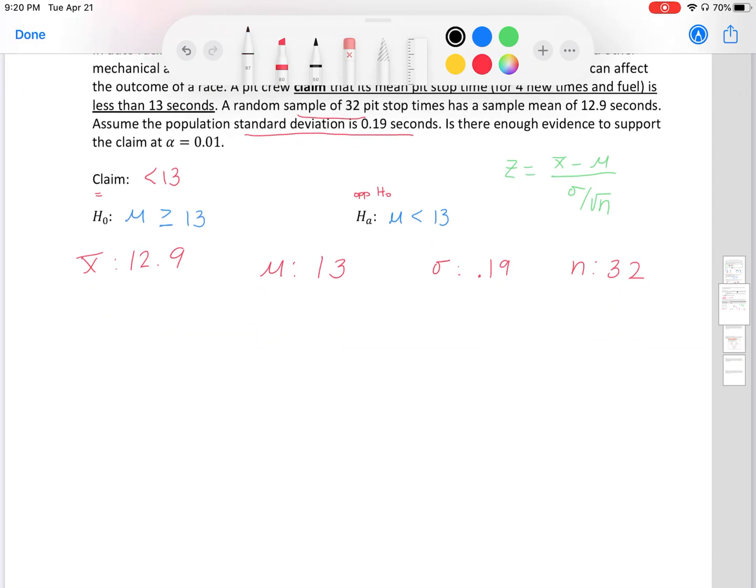Okay, let's go ahead and work with that formula. So we have z equals x bar minus mu over standard deviation divided by square root of n. That gives us z is equal to x bar, 12.9, minus mu, 13, divided by standard deviation of 0.19 divided by square root of 32. Okay, we're going to use our calculator for this. Be careful, make sure you use parentheses. Remember, this is just division, and make sure you use parentheses when you're working through these parts.